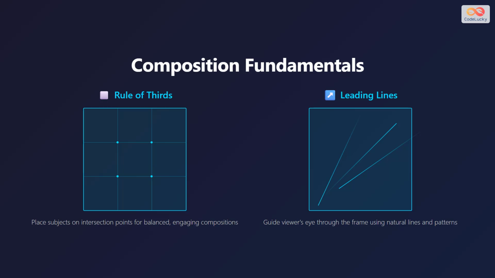Composition is how you arrange elements within your frame, and it's the most important skill in photography. The rule of thirds divides your image into 9 equal sections using 2 horizontal and 2 vertical lines. Placing important elements along these lines or at their intersections creates more interesting and balanced photographs.